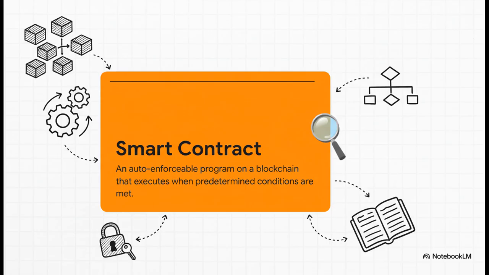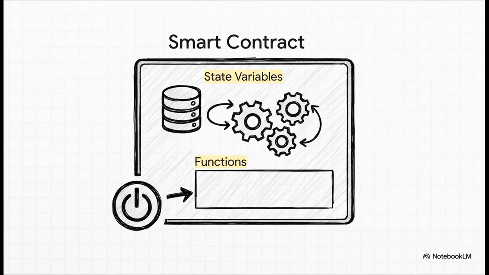So what on earth is a smart contract? It's basically just a program that lives on the blockchain and automatically runs when certain things happen. It's like a digital vending machine. You put in the money, you press the button, and the code makes sure you get your soda. No cashier, no intermediary, just rules that enforce themselves. It's the digital rulebook.